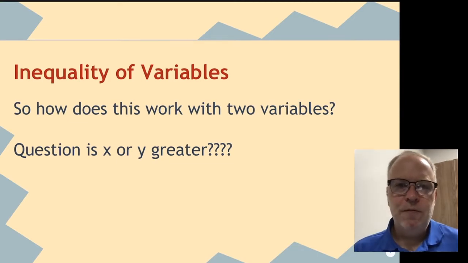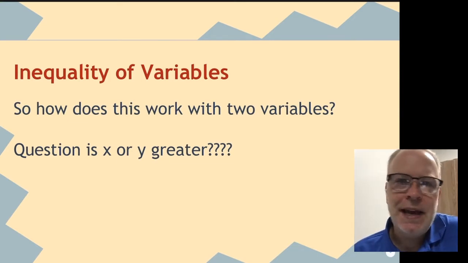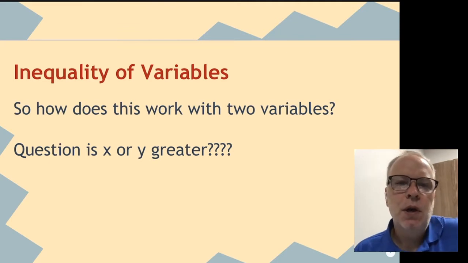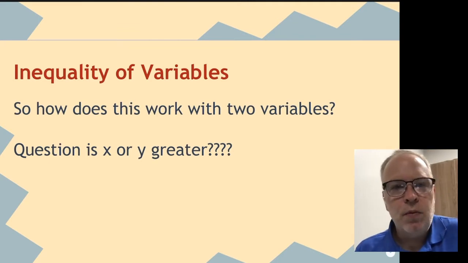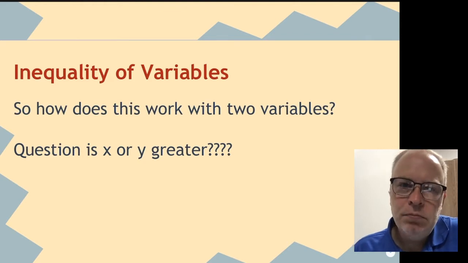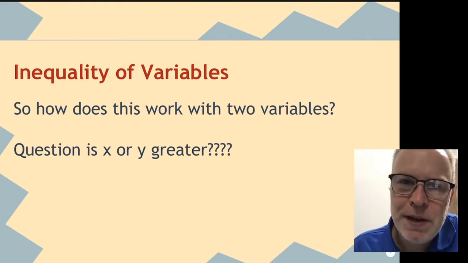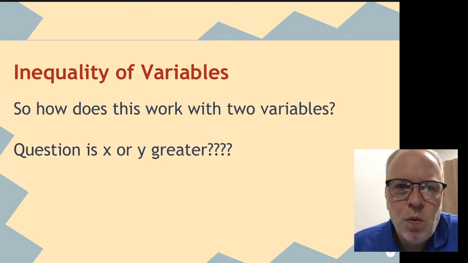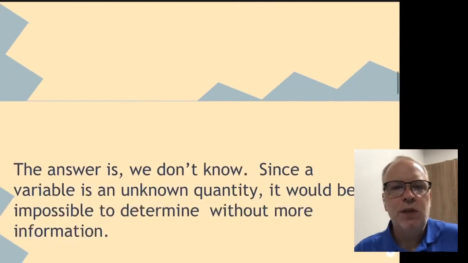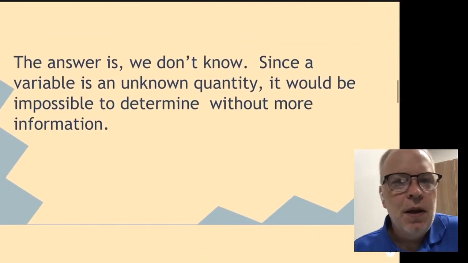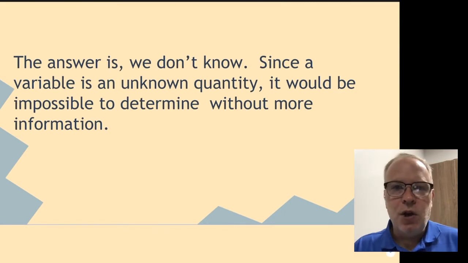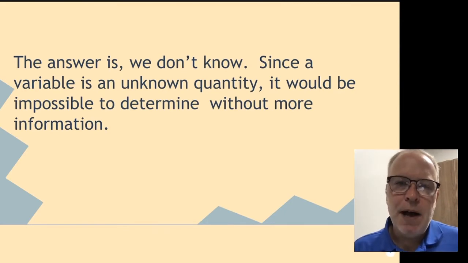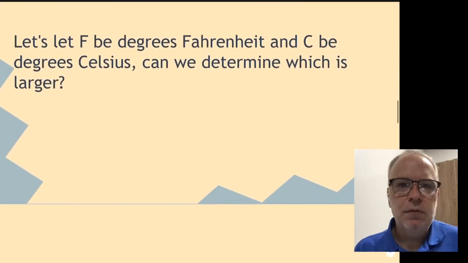So how does this work with variables? Because variables play this game called math just like numbers. So how does this work with x and y? Is x greater than y? What do you think? Right. We don't know. We have to have more information. We literally don't know. Since a variable is some unknown quantity, it would be impossible to determine unless we had more information. Now, in this particular case, we do have more information.